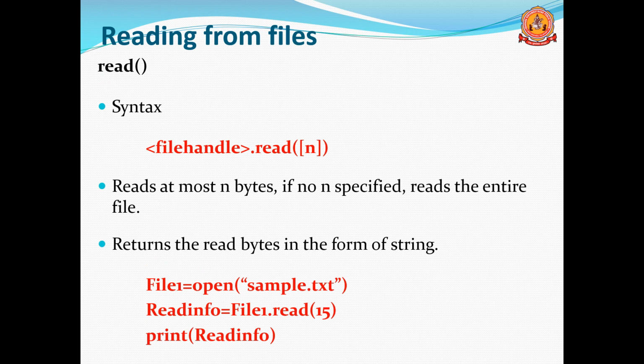The first function is read. The syntax is file handle dot read, and inside you have to provide n. If you use it like this, it reads at most n bytes. If no n is specified, it reads the entire file. Remember, n is given in square brackets. Whenever anything in a syntax is given in square brackets, it is treated as optional: you can provide it or you can neglect it.